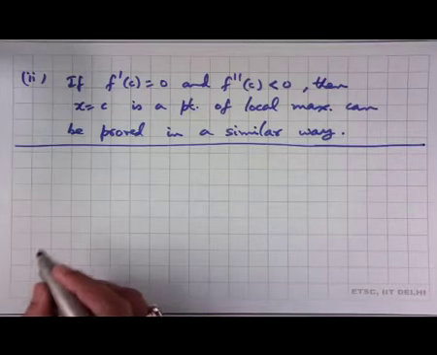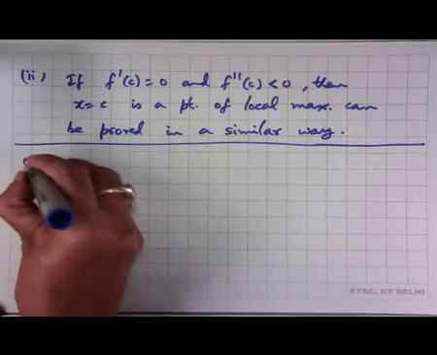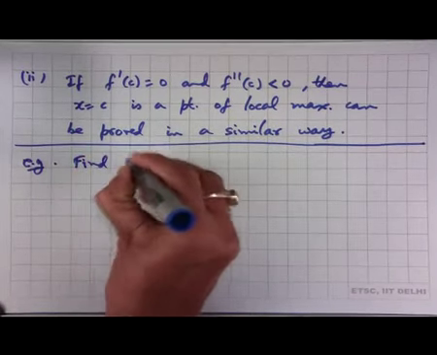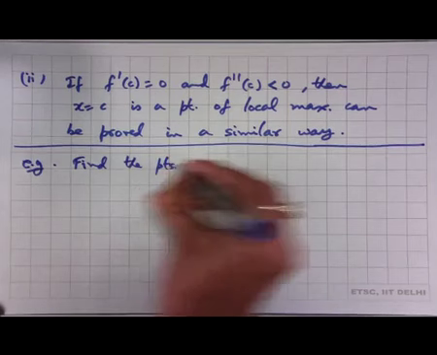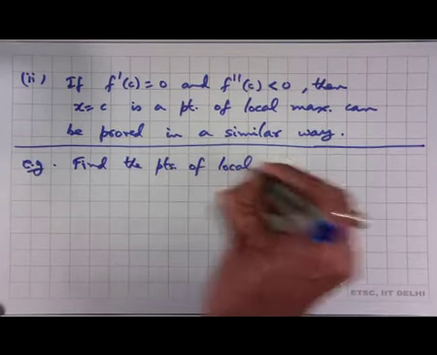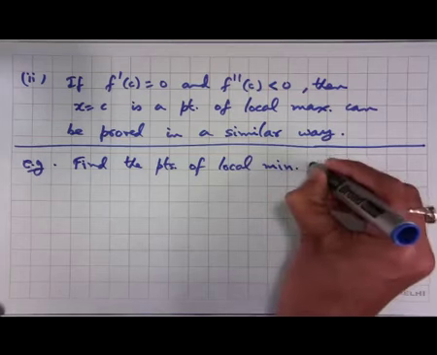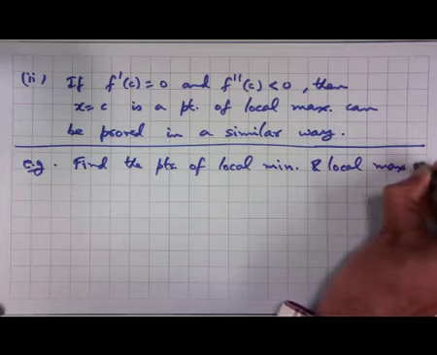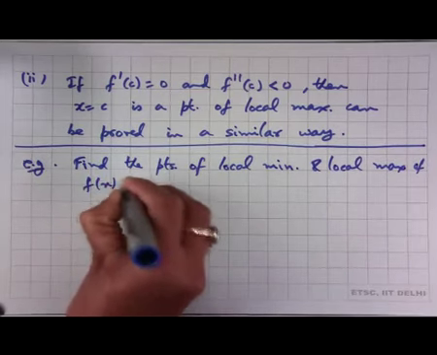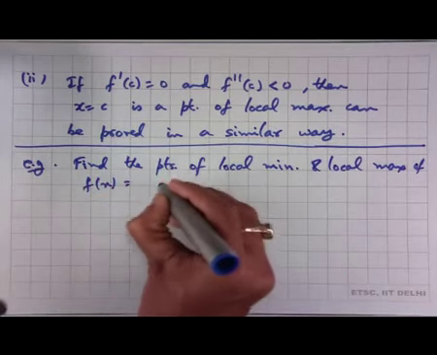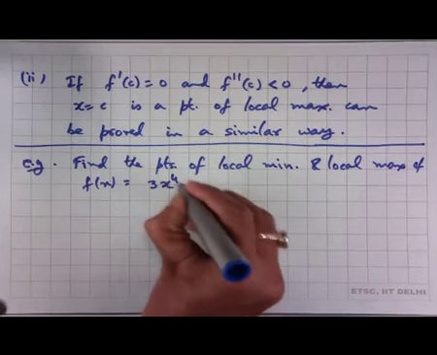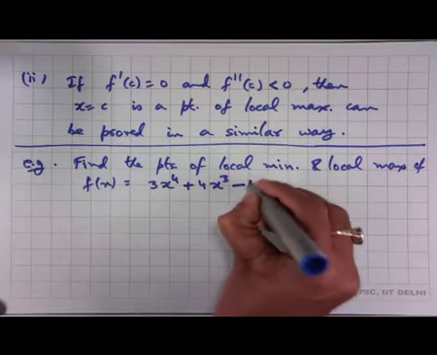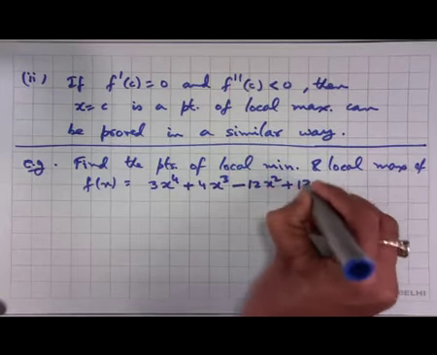Now, we will try to use this for a function. Find the points of local minima and local maxima of f of x equal to 3x to the 4 plus 4x cube minus 12x square plus 12.